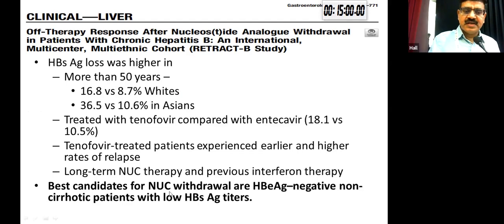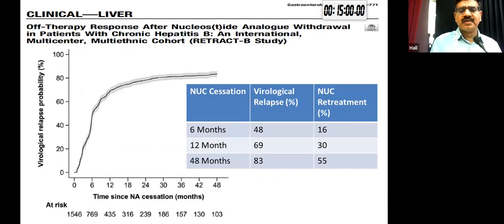In the same study, the loss is better with increasing age, better with tenofovir, and a previous long-term nuke therapy or previous interferon therapy is also helpful in losing the S antigen. But look at this. The moment you stop the nuke therapy, the virological relapse occurs in almost all at 48 months, whereas around 50% of patients require retreatment.